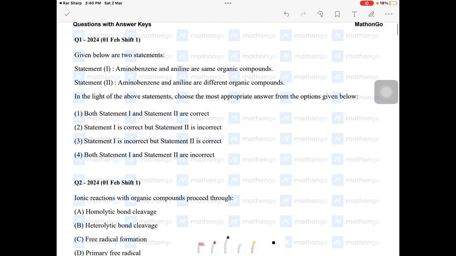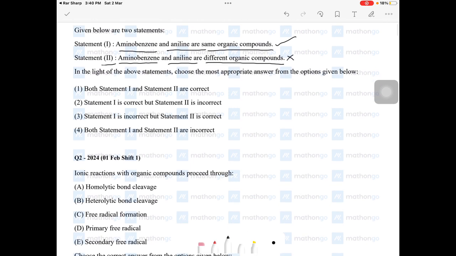First question: given below are two statements. Statement 1, aminobenzene and aniline are same organic compounds. Statement 2, aminobenzene and aniline are different organic compounds. Out of these two, first statement is correct, second one is wrong. Then second option is correct. Statement 1 is correct, but statement 2 is incorrect.